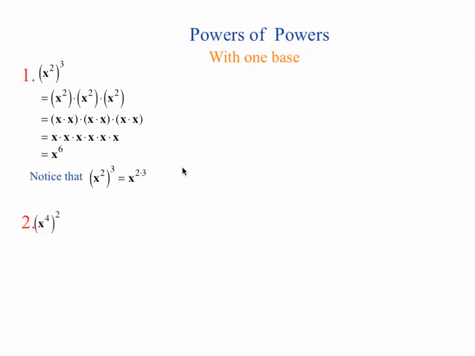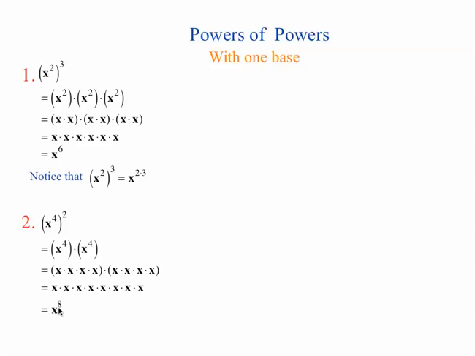All right, example 2. Here we have x to the power of 4 all to the power of 2. So that's the same as x to the power of 4 times x to the power of 4, which is, now x to the power of 4 is 4 x's multiplying each other, which gives us 8 x's multiplying each other all together, which is x to the 8. Notice that x to the power of 4 all to the power of 2 is the same as x to the power of 4 times 2, which is x to the 8.